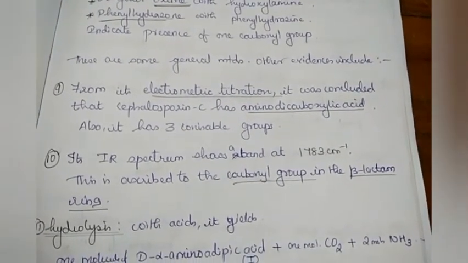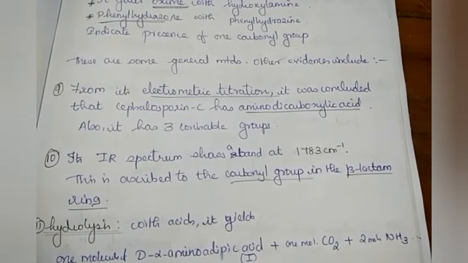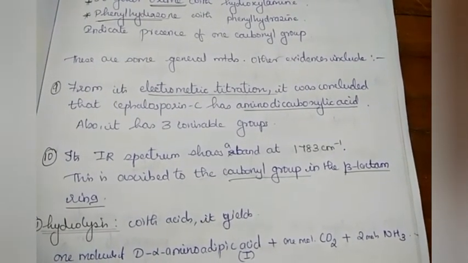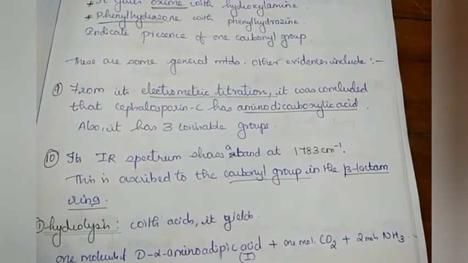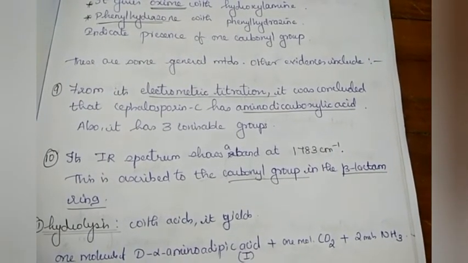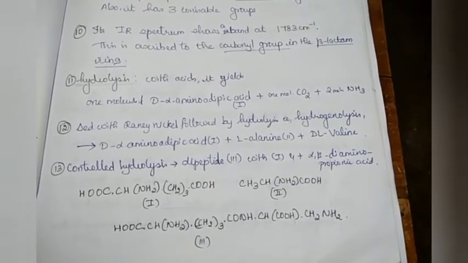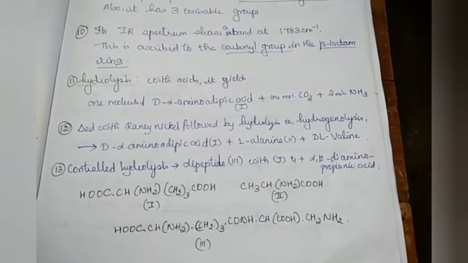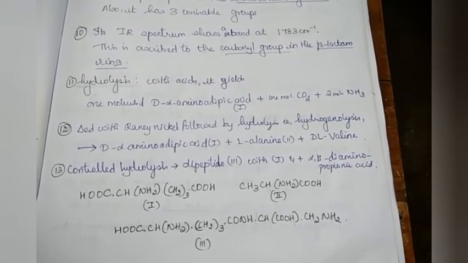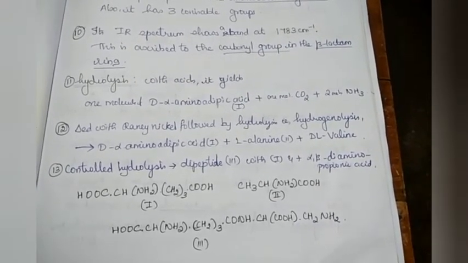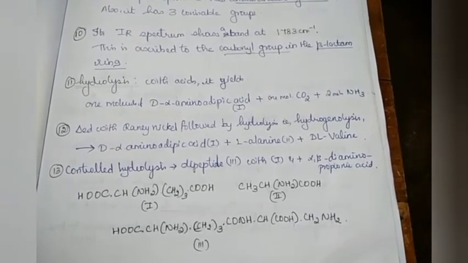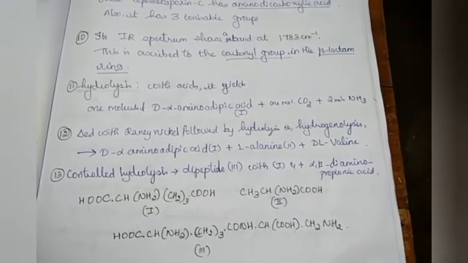The IR spectrum showed a band at 1783 cm inverse and this is due to the carbonyl group in the beta-lactam ring. And the next is a very important test, hydrolysis. On hydrolysis, cephalosporin C gives one molecule of D-alpha amino adipic acid, one molecule of carbon dioxide and ammonia. This is the structure of D-alpha amino adipic acid.